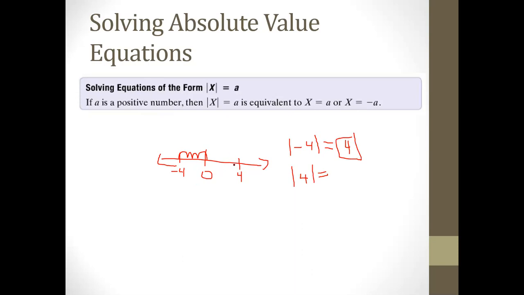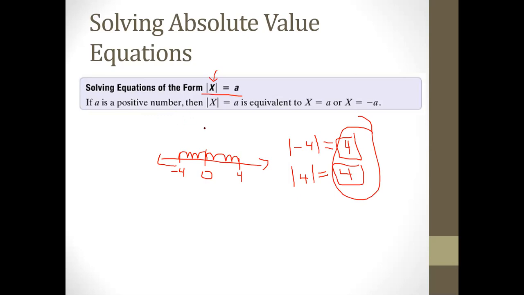What is the absolute value of +4? How many units away from zero is +4? Again, it's 4 units. What you notice is that the absolute value of -4 and +4 give you the same result. It's +4. Therefore, we don't know if our term underneath this absolute value symbol is negative or positive. So there are two possible answers.